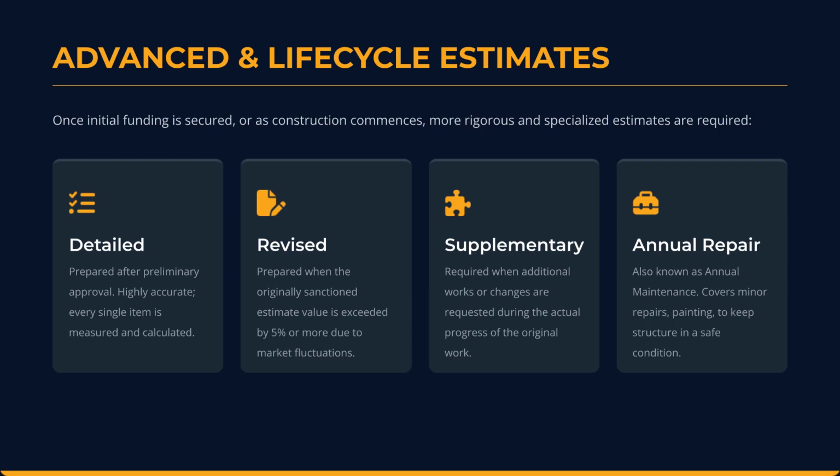Once a project is approved and construction begins, we shift to advanced estimates. The detailed estimate is the highly accurate blueprint for our budget. A revised estimate is triggered if our budget suddenly jumps due to market changes. A supplementary estimate is used if the client adds new features halfway through the build. And finally, the annual repair estimate is what it costs to maintain the building for years after it is finished.